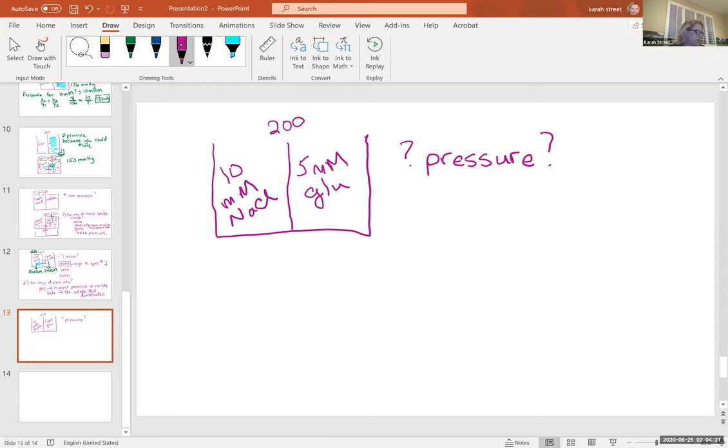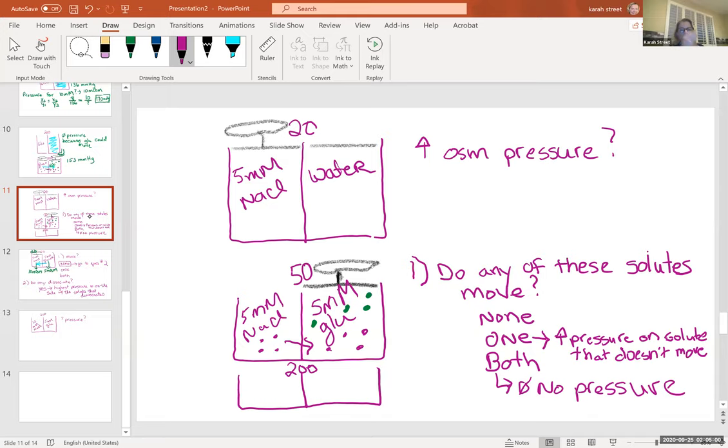What are you going to mark on your test for this one? Is it that the sodium chloride has the higher pressure? Are you following your flow chart? Well, they can both move. No pressure. If they both can move, it's end of the game. Doesn't matter if there's unequal starting concentration. If they both can move, they will. They will diffuse. There won't be a net movement of water.